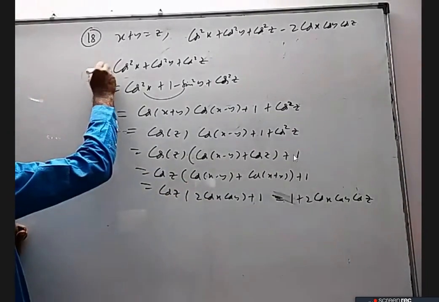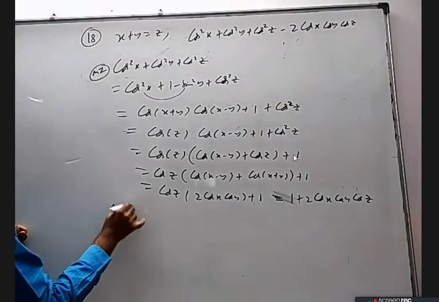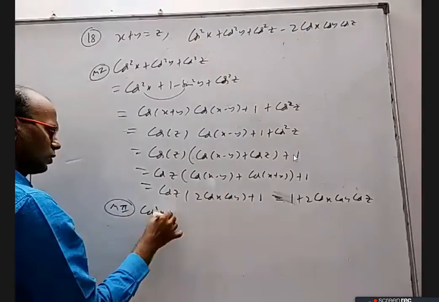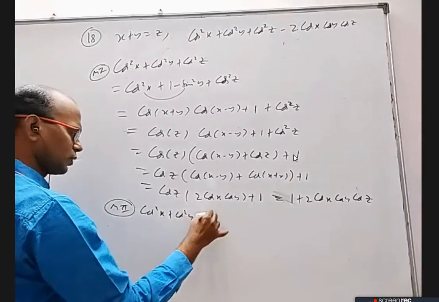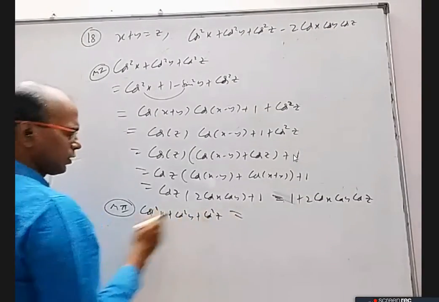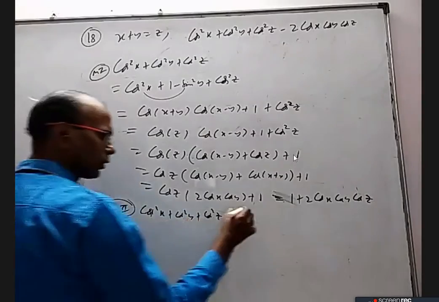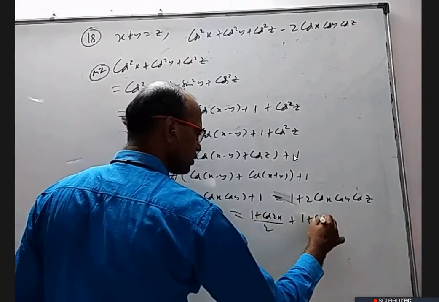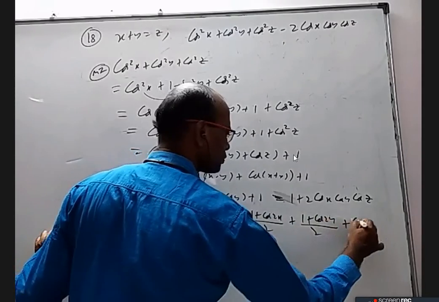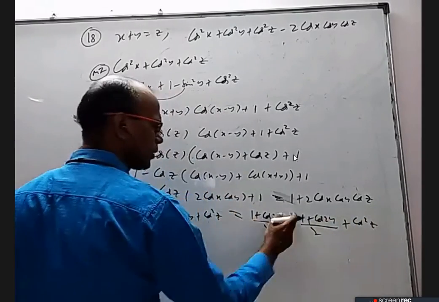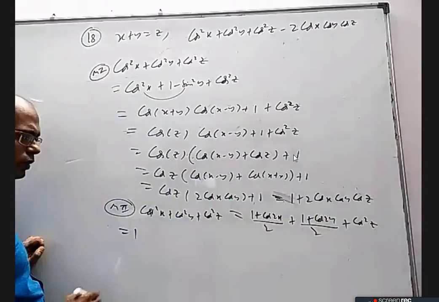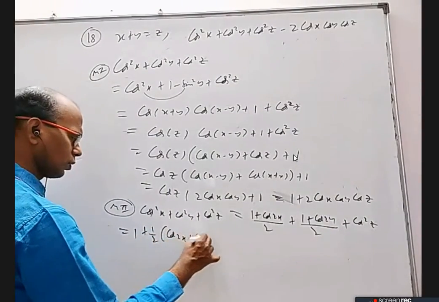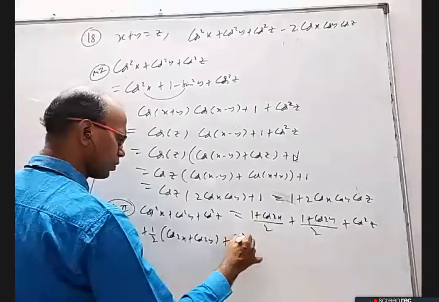This is method 1. Another method: again I'll start with cos square x plus cos square y plus cos square z. I'll not write all three, I'll only write the first two. Cos square x, I'll write as 1 plus cos 2x by 2, and cos square y as 1 plus cos 2y by 2. This 1 by 2 plus this 1 by 2 together will become 1 plus half of cos 2x plus cos 2y, plus cos square z.